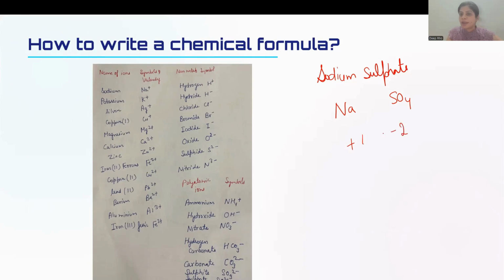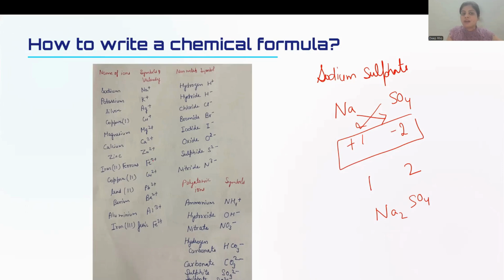There is no need to write +1 or -2. You can simply write 1 and 2. After crisscross, you can write its formula, which is Na2SO4. By learning this table, you can write any chemical formula. Sodium has +1 charge, potassium K +1, Ag silver +1, copper +1, magnesium +2 charge, calcium +2, and zinc +2.